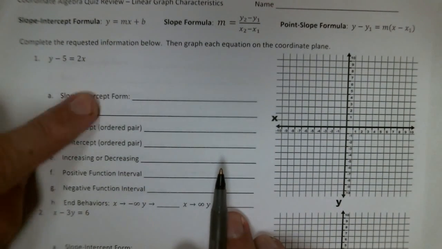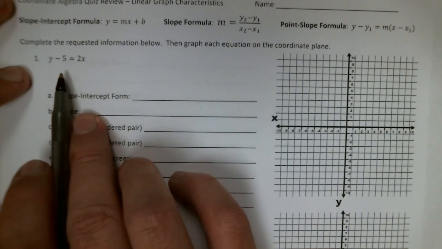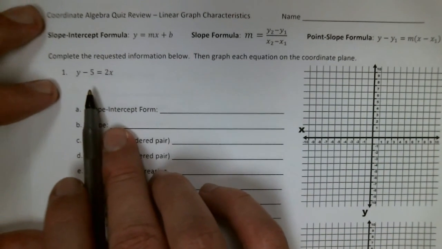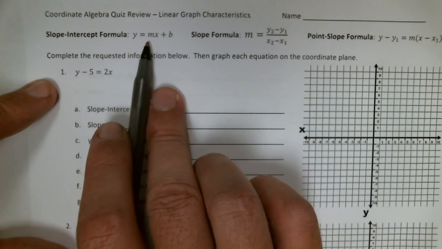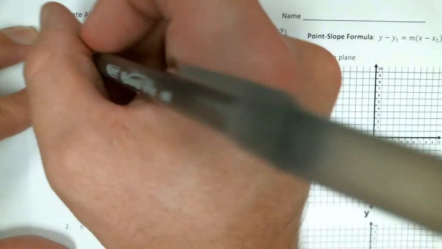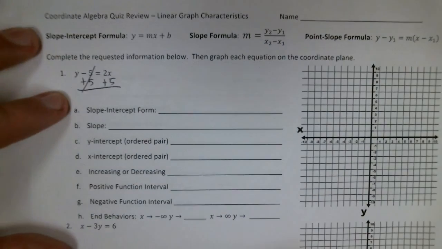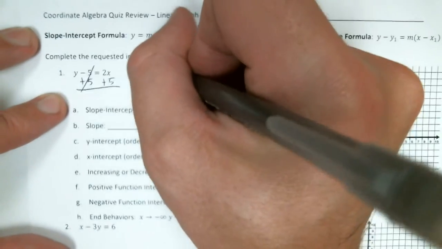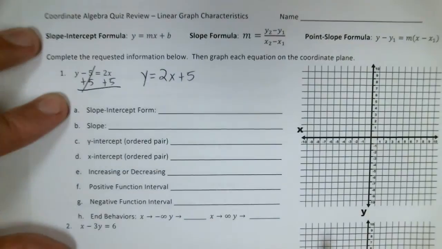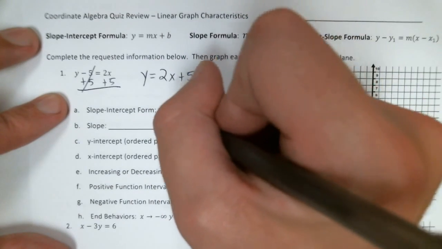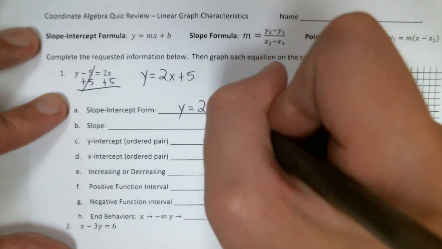So the first one, before I start answering these questions, I need to do some manipulation with this equation. I need to get it in the form y = mx + b before I start doing the intervals. So the first thing I'm going to do is add 5 to both sides of my equation, and that will give me y = 2x + 5. That's my slope-intercept form, y = 2x + 5.